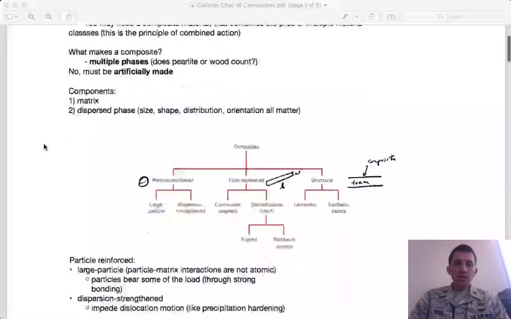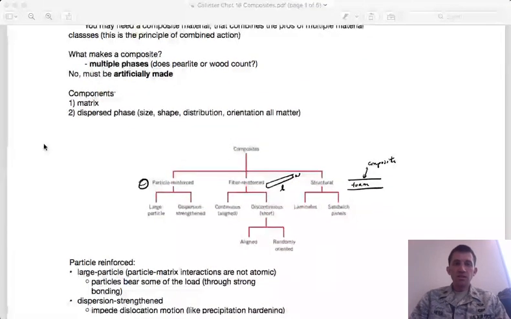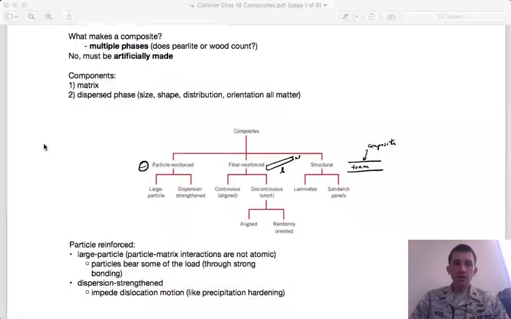And so when we have a composite, this is evident from looking at, say, the microstructure, or looking closely at the composite material, because it's made of multiple phases. And we've talked about phases before, as in, pearlite is made of ferrite and cementite. Those are different phases. That's true.